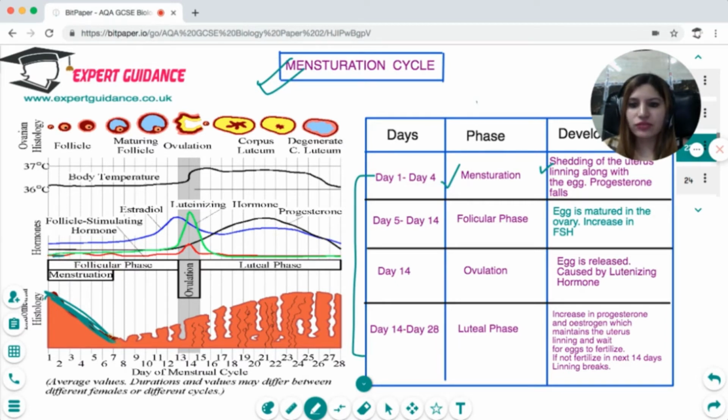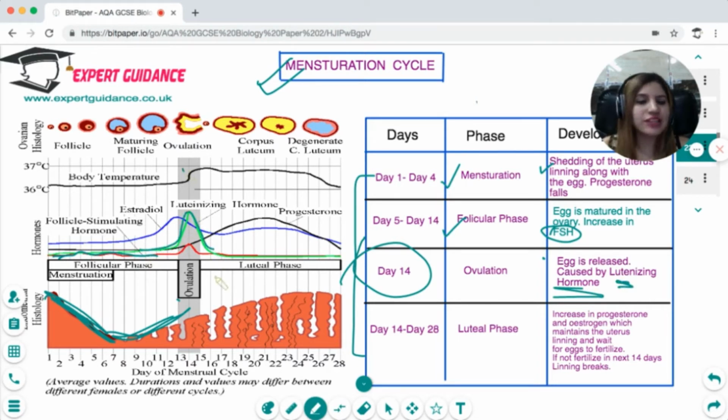From day 5 to day 14 is the egg maturation phase. So that is the follicular phase where the egg is matured in the ovary, and the hormone responsible for the maturation and development of the egg is the follicle stimulating hormone. So you can see that the follicle stimulating hormone starts to increase in concentration. Then at day 14, the egg is released into the fallopian tube, and this release of egg is caused by a hormone called luteinizing hormone. So you can see there's a sudden surge of this luteinizing hormone at day 14.